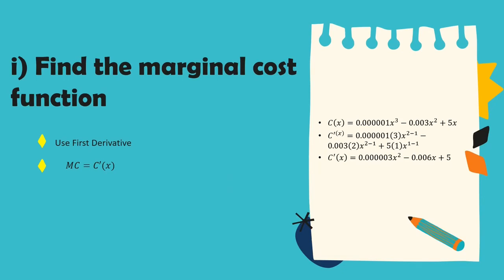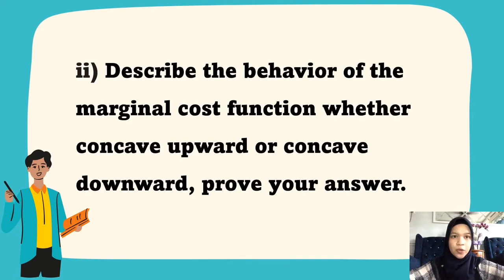To find the marginal cost function, we need to differentiate the cost function so that we get C prime of x equals 0.00003x squared minus 0.006x plus 5. Next question, describe the behavior of the marginal cost function, whether concave upward or concave downward. Prove your answer.